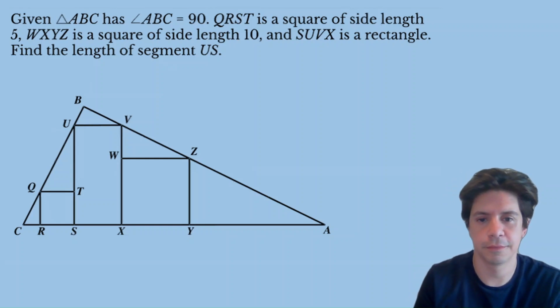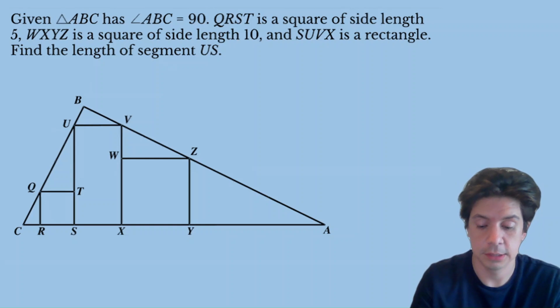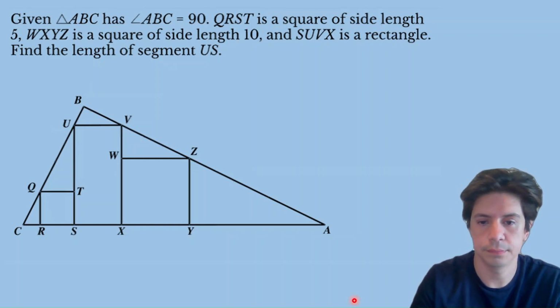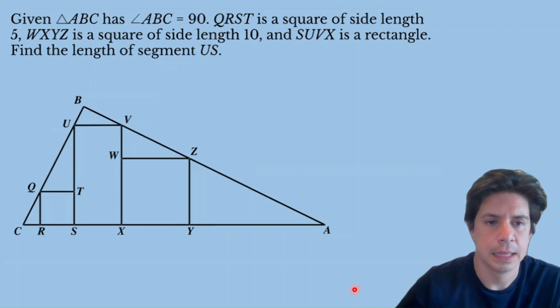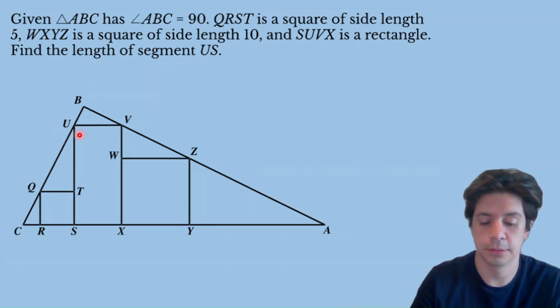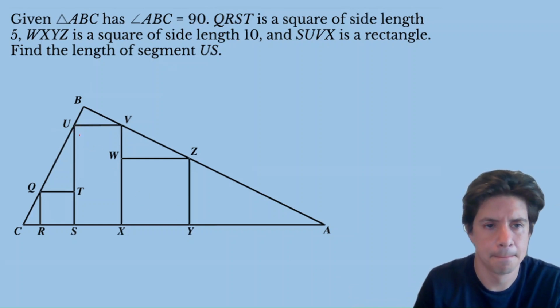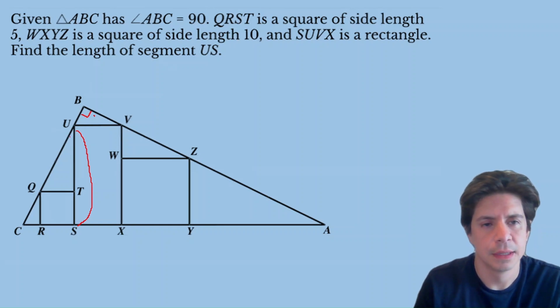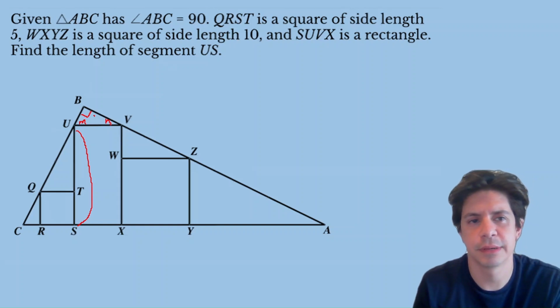Okay, so what we're looking for here is going to be US. So it's going to be this entire part. Now what we know is that this here is a 90-degree angle. Let's call this angle here M, and this angle here will be N. That will help us maybe in a bit.